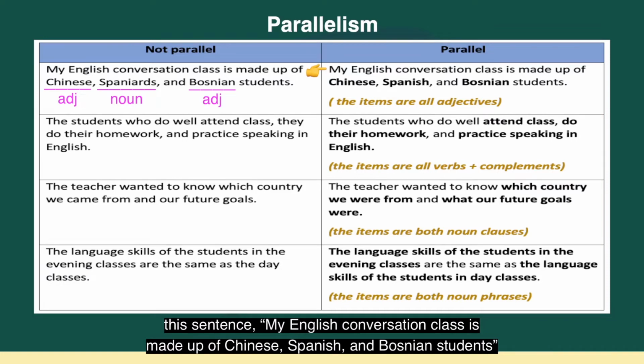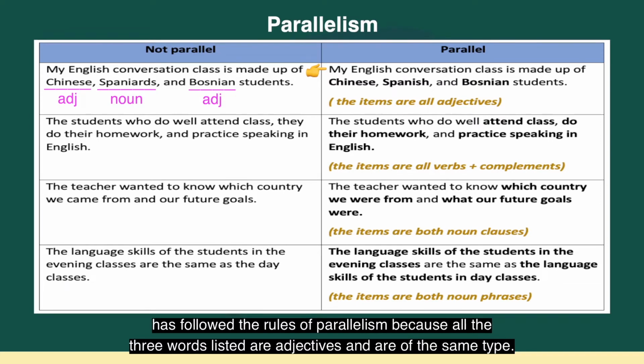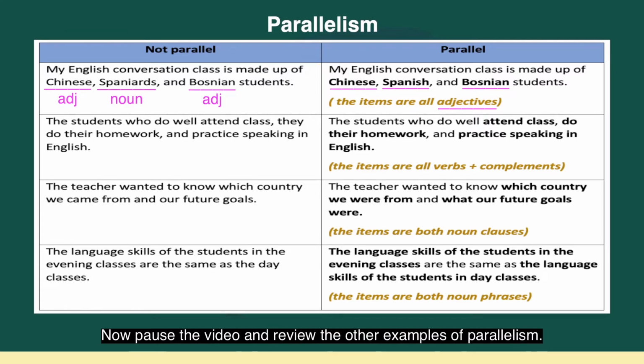But this sentence, my English conversation class is made up of Chinese, Spanish, and Bosnian students, has followed the rules of parallelism because all the three words listed are adjectives and are of the same type. Now, pause the video and review the other examples of parallelism.